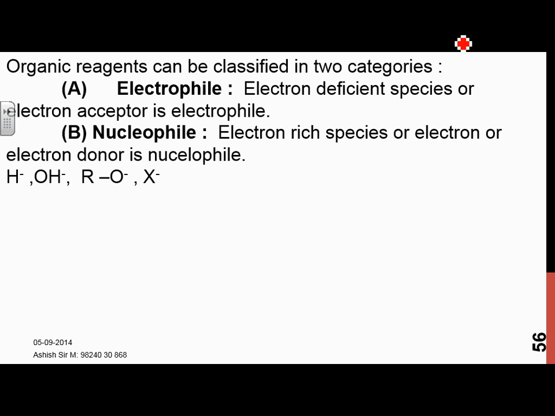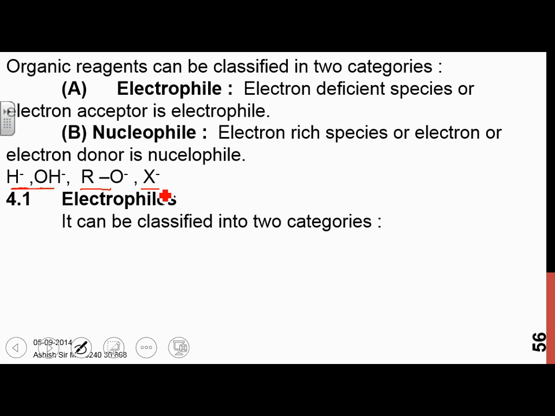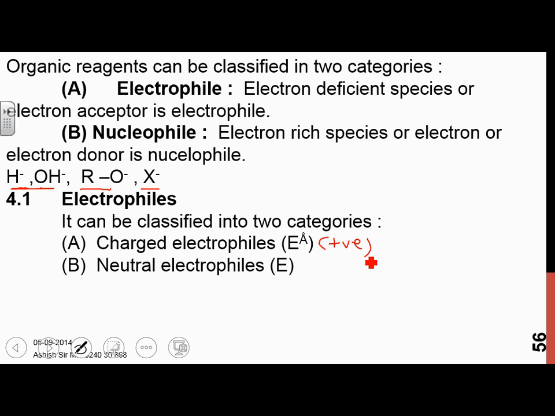Normally nucleophiles are negatively charged, but it's not necessary that they are always negatively charged. Sometimes they are neutral also. Electrophiles can be of two types: electrophiles are positively charged as well as sometimes neutral. In the same way, nucleophiles are negatively charged, and sometimes neutral.